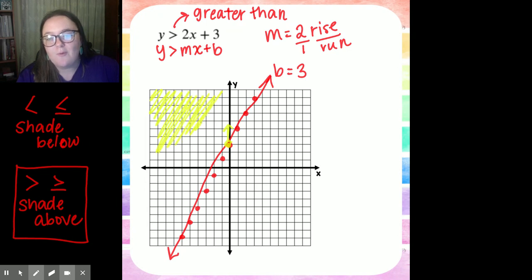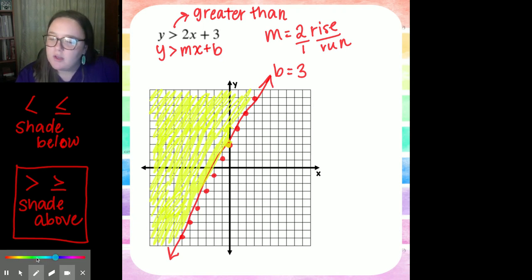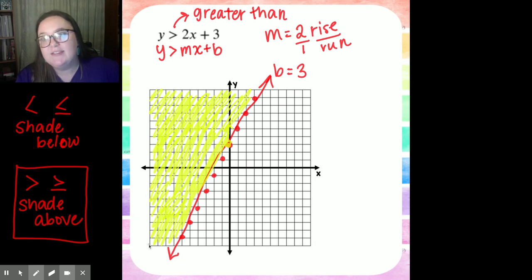So no matter what point you pick in this yellow area, it will make the statement true. Points over here in the not shaded part will not make that statement true. But remember, those points on the line did on the last one. We're going to just do 3 test points because we're making sure that we understand these rules. I'm going to do a test point way up here, proving that any point you pick in the yellow will work.